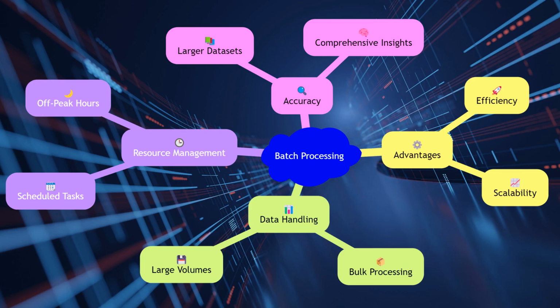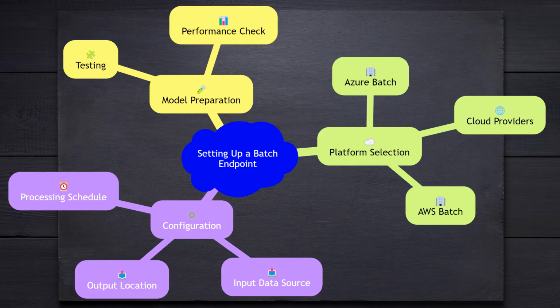Batch processing offers several advantages, including efficiency and scalability. By processing data in bulk, batch endpoints can handle large volumes of data more efficiently than real-time processing. This method also allows for better resource management, as tasks can be scheduled during off-peak hours to optimize computational resources. Additionally, batch processing can improve the accuracy of predictions by allowing the model to analyze larger datasets at once, leading to more comprehensive insights. Setting up a batch endpoint involves several steps.